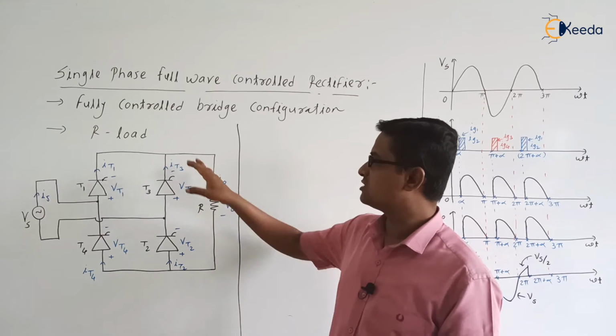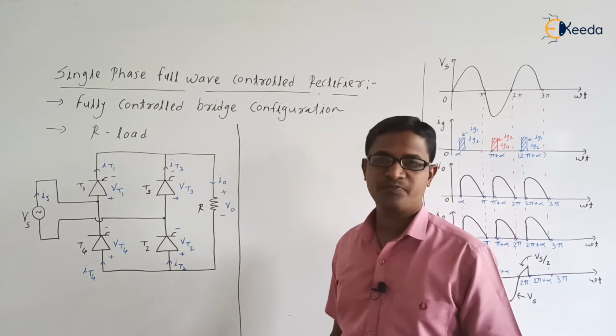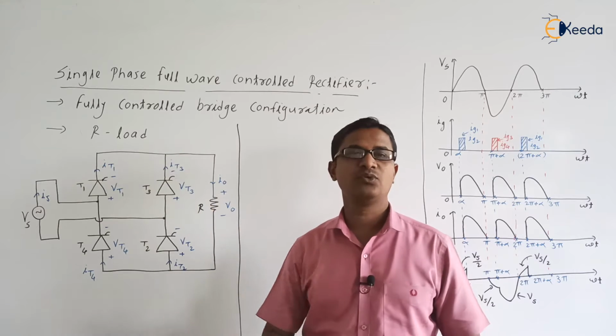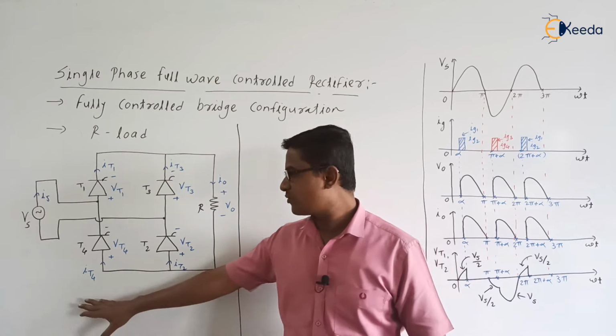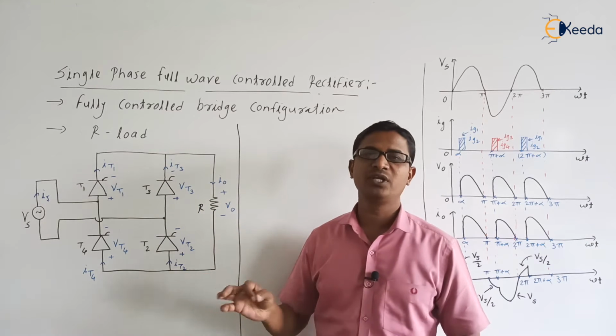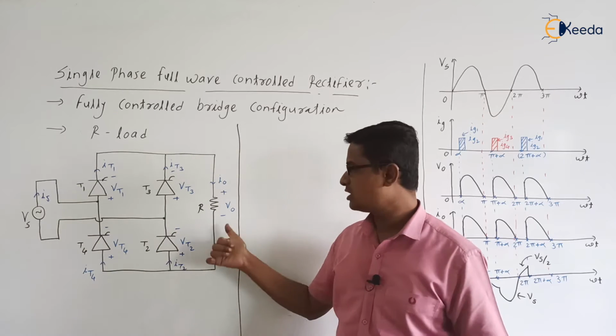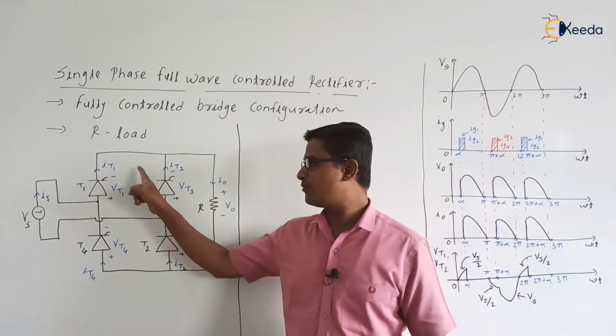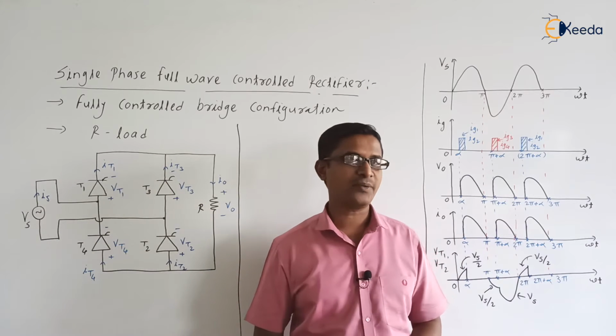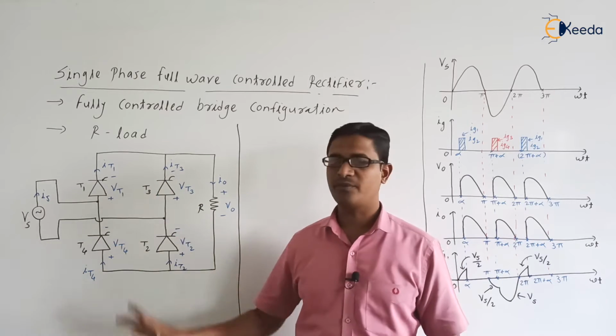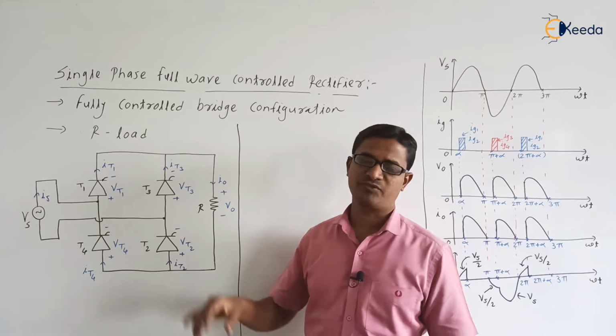So here let us discuss the fully controlled bridge configuration with purely resistive load. Here we have the circuit diagram for the fully controlled bridge configuration. Here is the supply voltage, here is the load, and here we are using 4 thyristors. These are connected in bridge form, so that's why it is known as the bridge configuration.